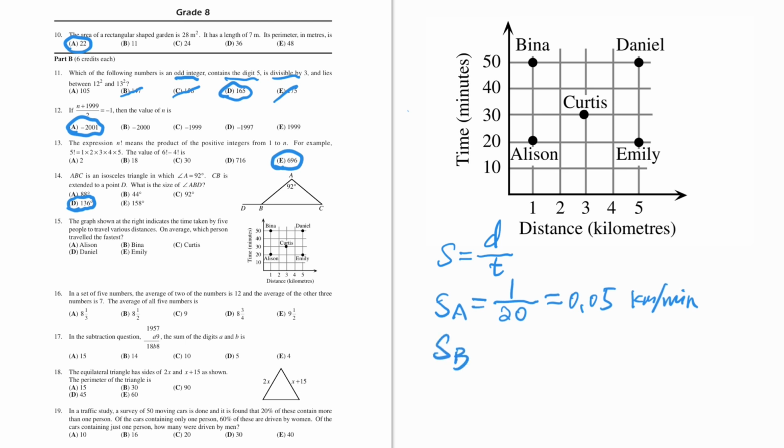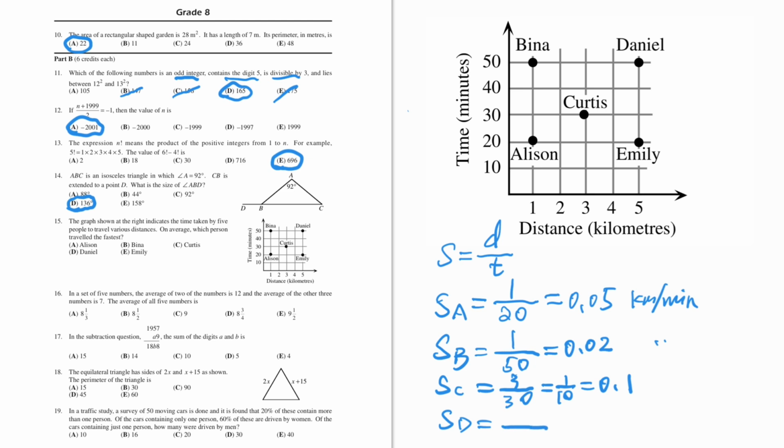Speed of Bina equals distance, still 1 kilometer, and the time is 50. That's 0.02 kilometer per minute. Speed of Curtis equals distance is 3, time is 30 minutes. That's 1/10, 0.1 kilometer per minute. Speed of D equals distance is 5, but time is 50 minutes. Still 1/10, that's 0.1.